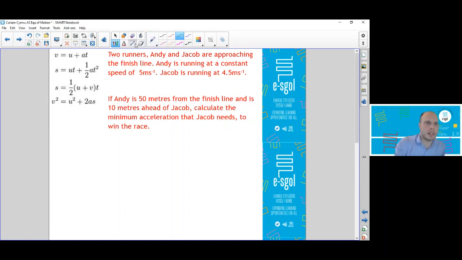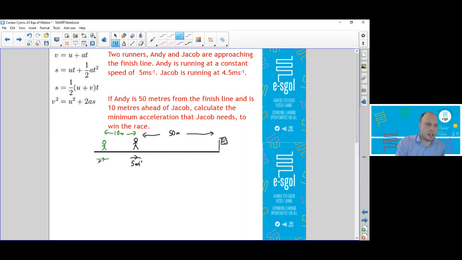So if we just draw a little sketch of that, so we're all happy with what's going on. Here's our finishing line. Let's make that black and white, like a finishing flag. So we've got Andy in the lead, and Andy is traveling at a constant speed, that's a single arrow on a diagram, of 5 meters per second. And he's got 50 meters to go to get to the finishing line. Now he's 10 meters ahead of Jacob, so we've got a gap of 10 meters there.